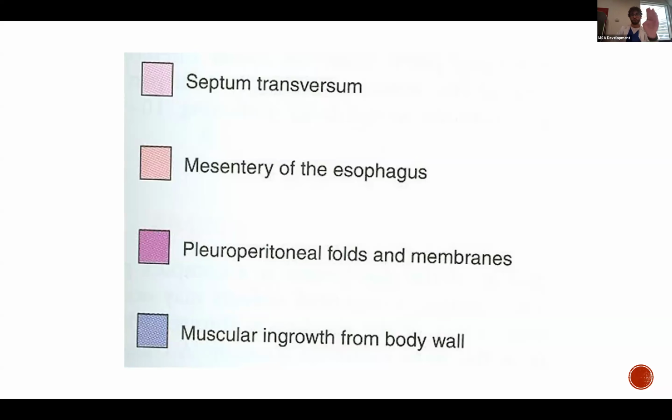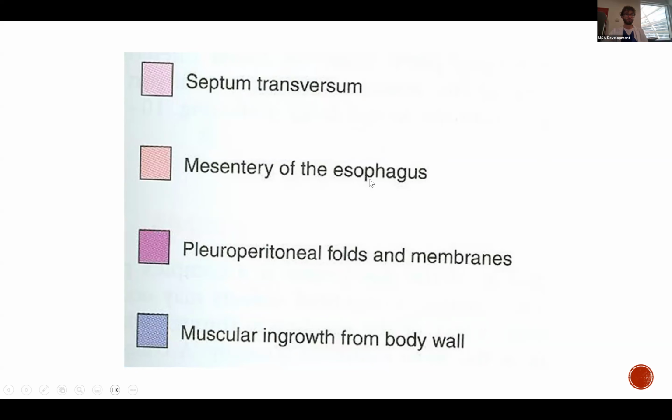Now, four different components, four different stages, four different parts are going to give us a diaphragm in the end, are going to give us the central tendon and the mesentery. I want you to remember all four of them. The septum transversum is the first one. It means it's the most important one, like the most important origin will give us the most important part of the diaphragm. What is the most important part of the diaphragm? It's the central tendon. Why is it the most important part? Because it makes up two-thirds of the diaphragm.